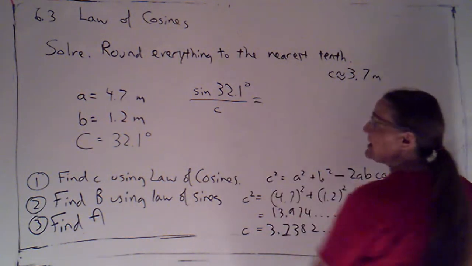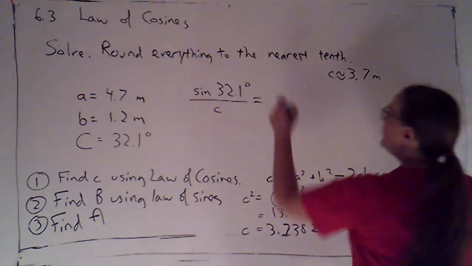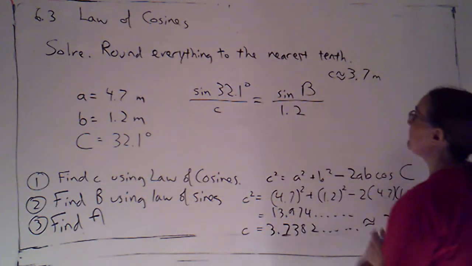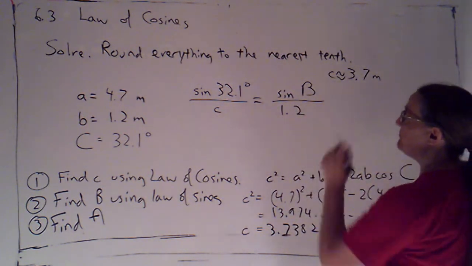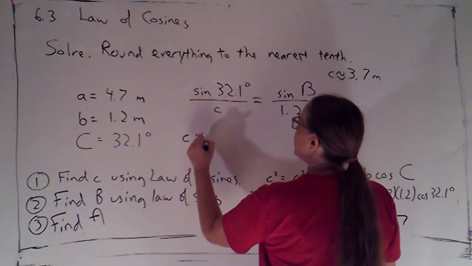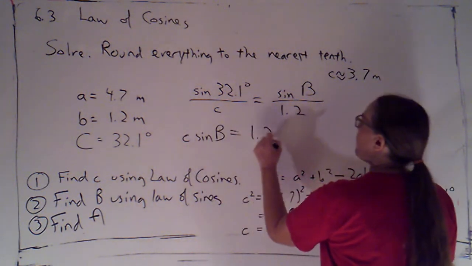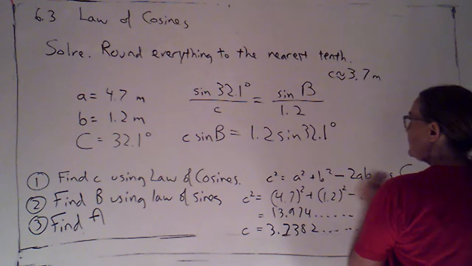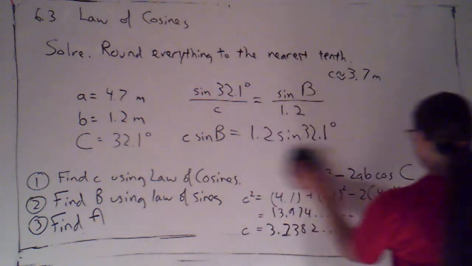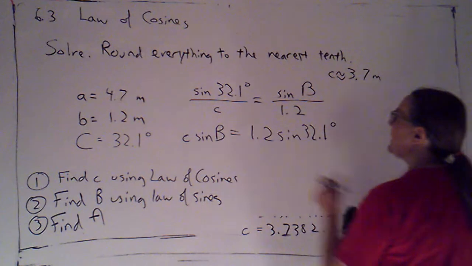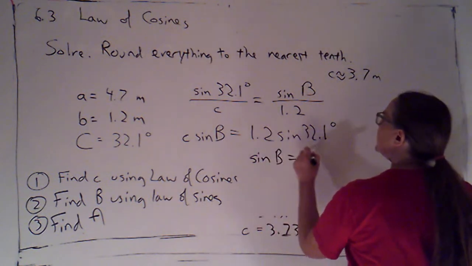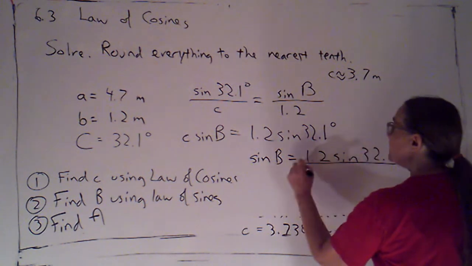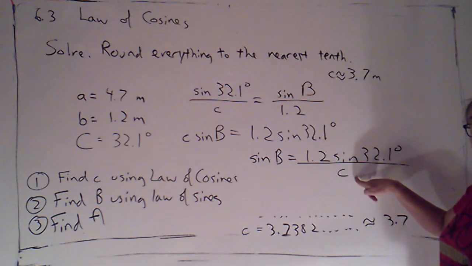Okay, if we're finding angle B, this is going to equal sine of B over 1.2. Okay, so let's solve for sine of B. C times sine B is equal to 1.2 sine of 32.1 degrees, which means I can erase this work here. Sine of B is 1.2 times sine of 32.1 degrees divided by this number C.